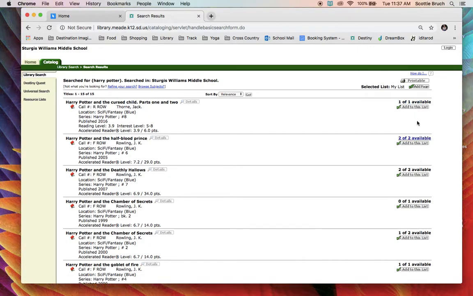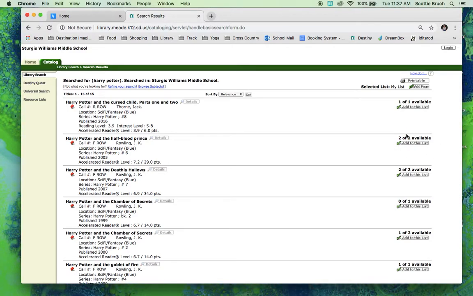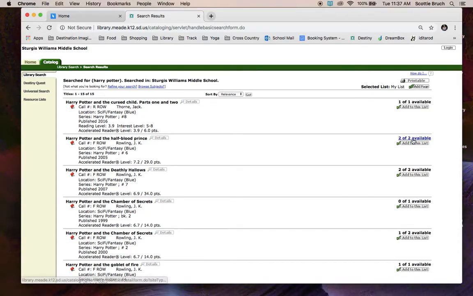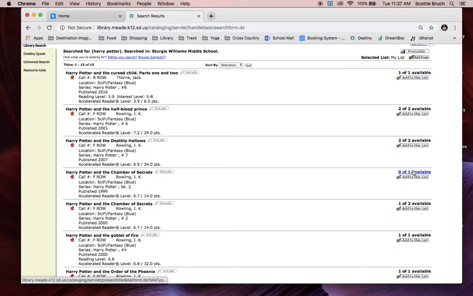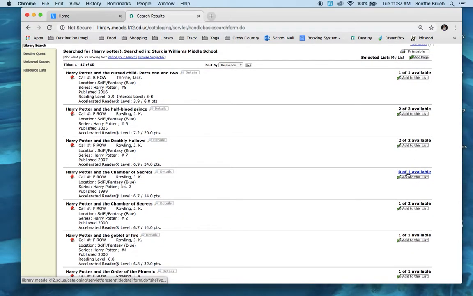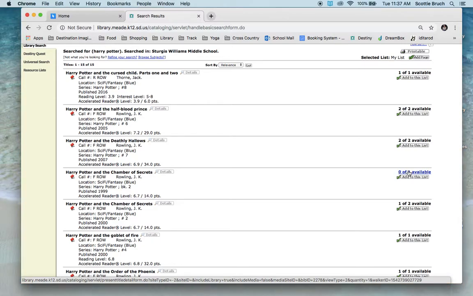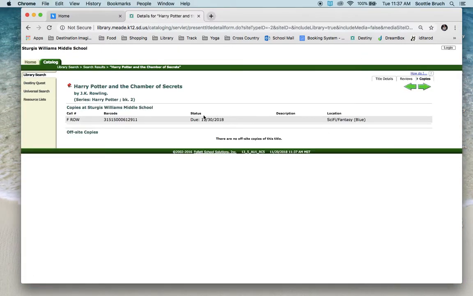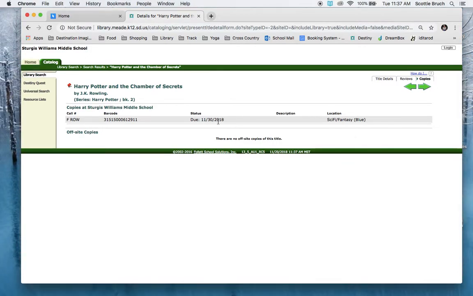Over here on the right side of the screen, you can see how many copies we have of each book and how many are available. So Harry Potter and the Half-Blood Prince, we have 2 copies, and both of those are available. Harry Potter and the Chamber of Secrets, we have 1 copy, and we have 0 copies available. So if you click on that, you can see that somebody actually has that book checked out, and it is not due back until November 30th.